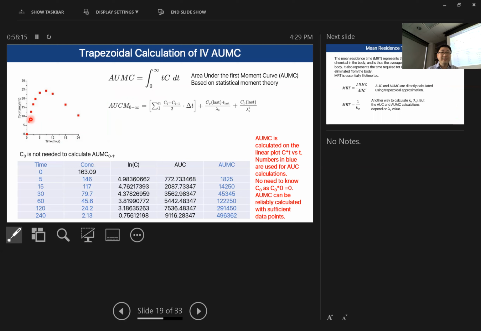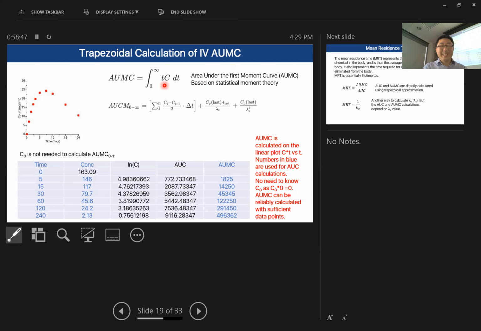Okay, so now this thing, AUMC. What the hell is this, right? I tried to look for the physical meaning of this, and later I dug into those very old papers. Let's take a look at the definition. AUMC stands for area under the first moment curve. What it means, I don't know.